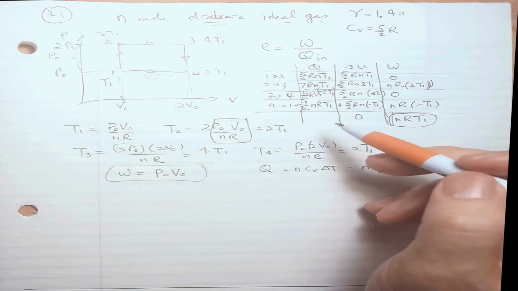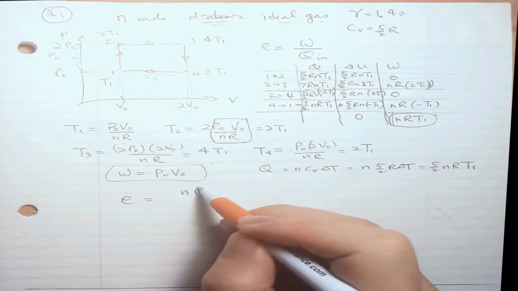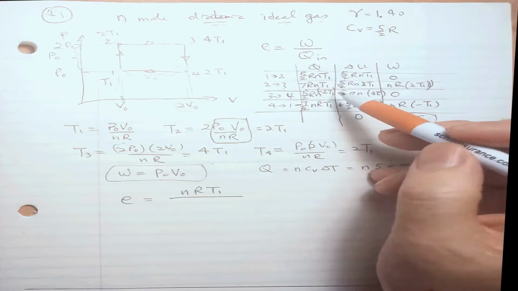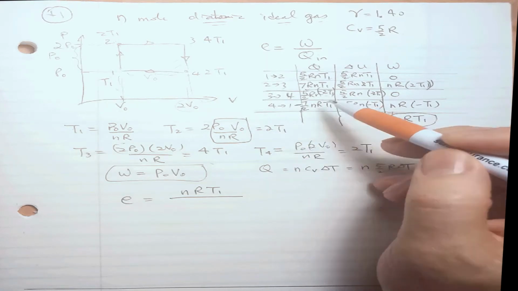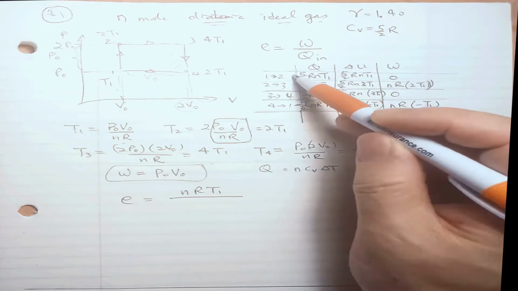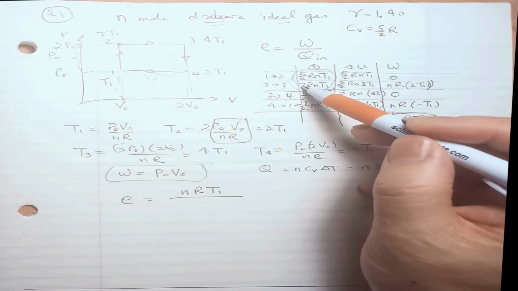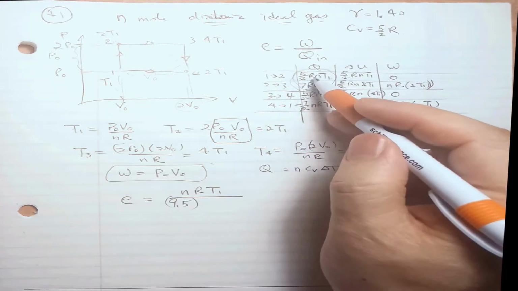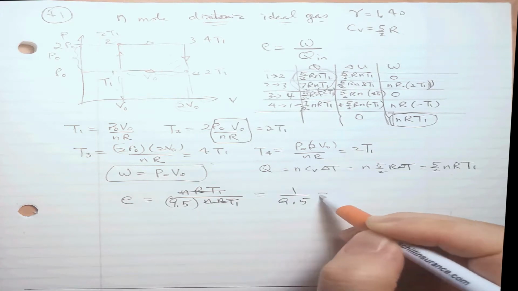So if you want to calculate the efficiency, which is simply the total work, which is nRT1, divided by the total heat that is put in. Well, these two are negative, okay? From 3 to 4 is negative heat, and this is also negative, so the only positive are these two. So you have to add these two up. That's 2.5, and this is 7. 2.5 plus 7 is 9.5, so 9.5 nRT1. So these cancel, so just 1 over 9.5.